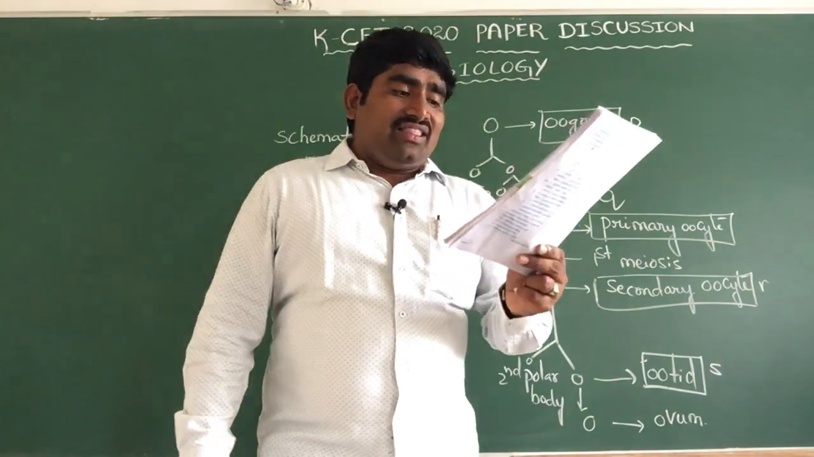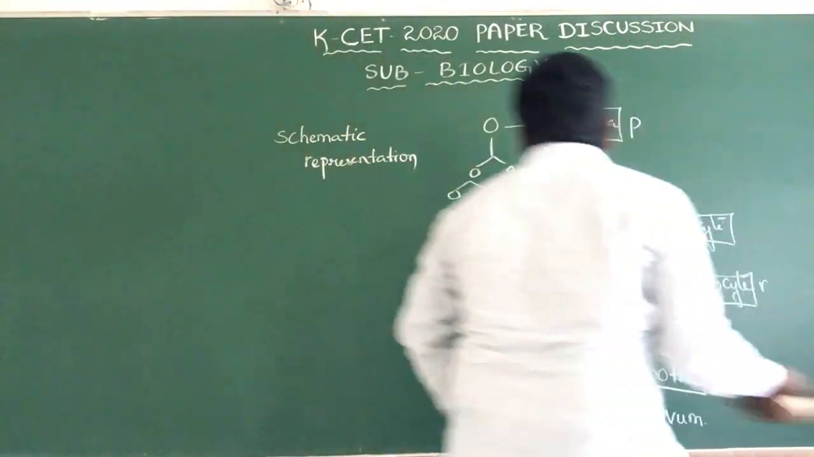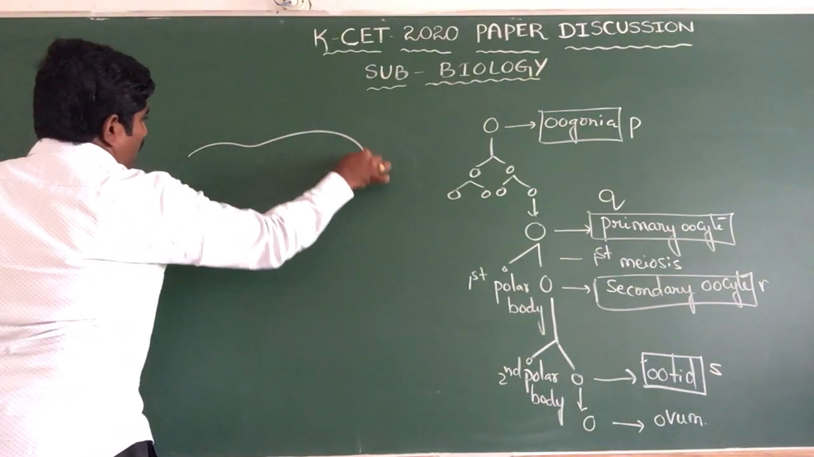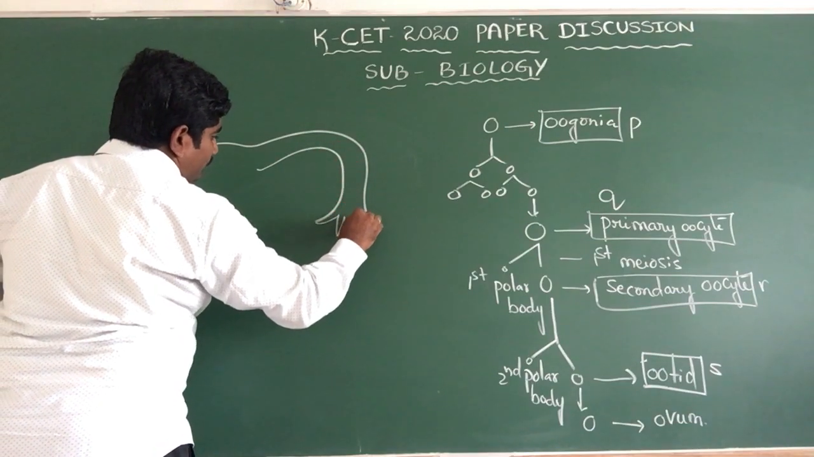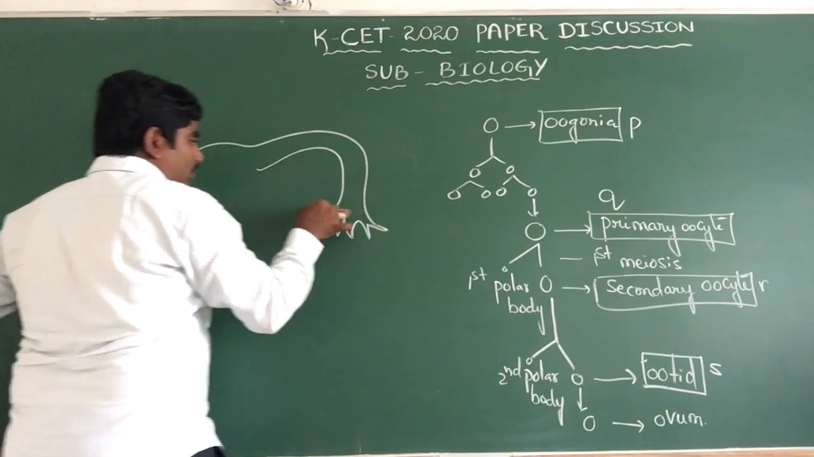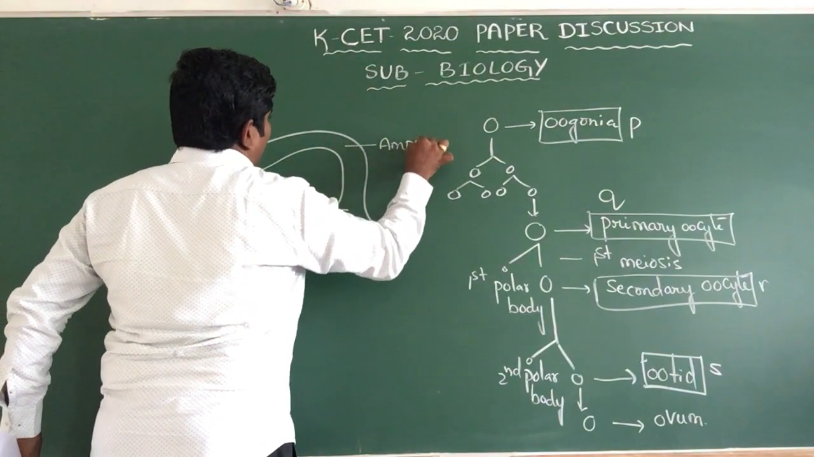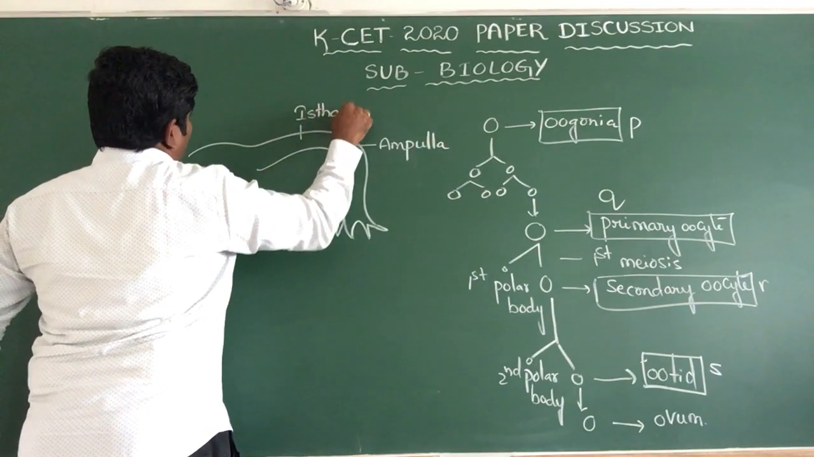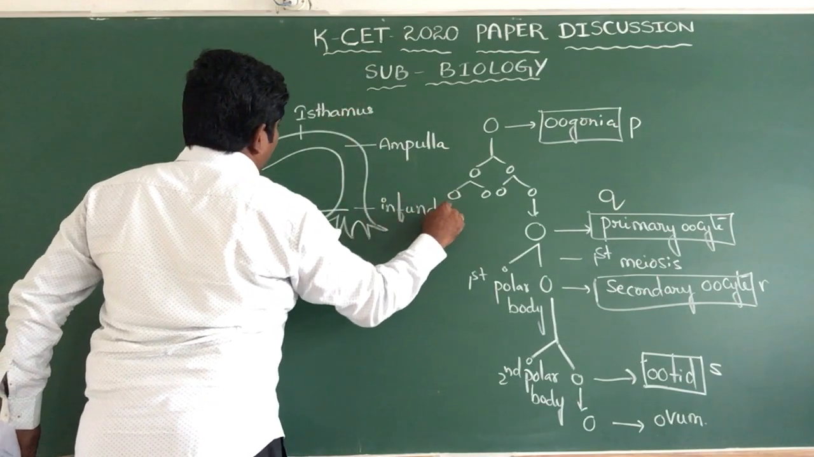The second question: when the fallopian tube is blocked at the ampullary region. Now let us see this. This is the fallopian tube. This part is called ampulla, this part is called isthmus, and this part is called infundibulum.